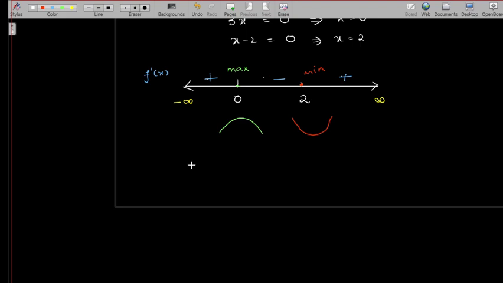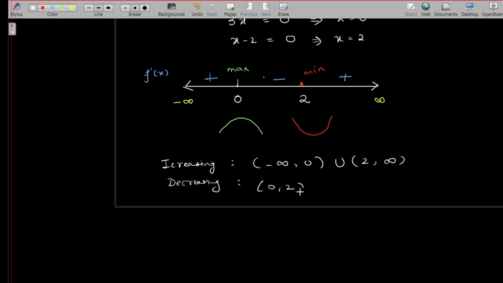Okay, so the function will be increasing in the intervals. Can you tell me the interval? Negative infinity to 0 and 2 to positive infinity. Okay, and it will be decreasing on 0 to 2. Okay, perfect.